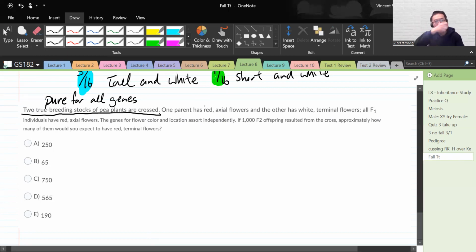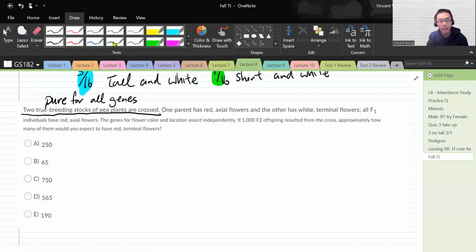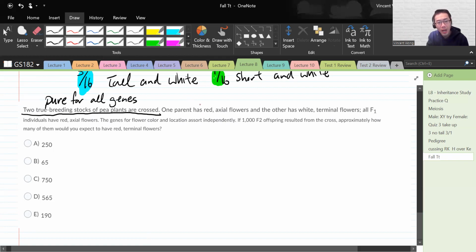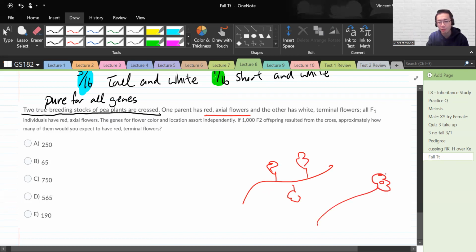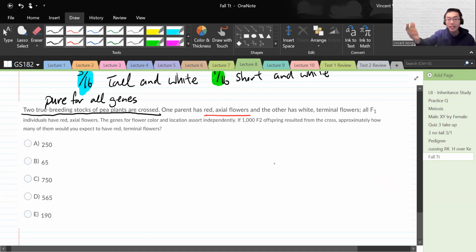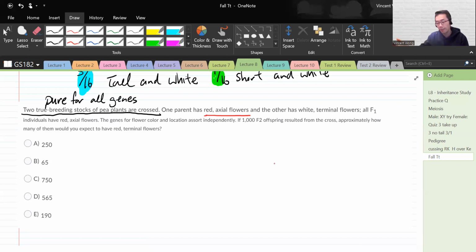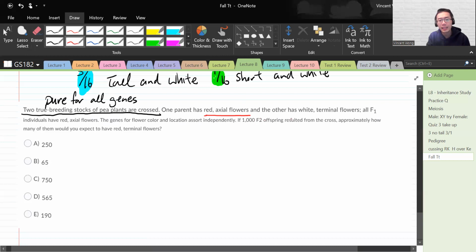One parent has, and you have to read this question carefully, a red axial flower. You don't really have to know what it means. I mean, you know what red is, right? But if you don't know what axial is, that's okay. Axial just means the flower is coming from the middle of the stem as opposed to terminal, which means the flower is going to be at the end. But you don't need to know that. You just have to realize these are different appearances, different phenotypes. And then the other is white and terminal.